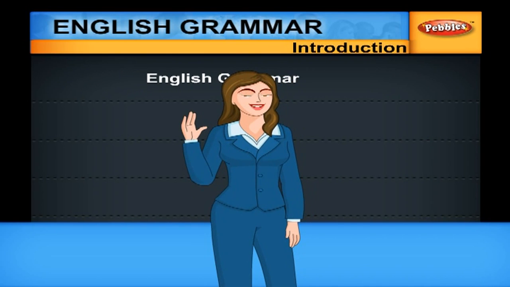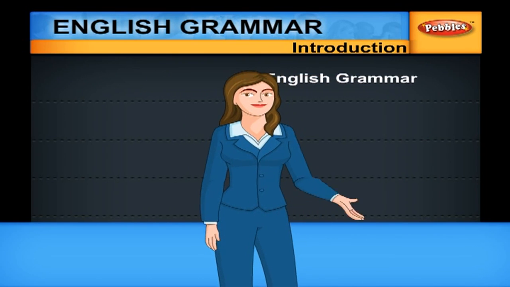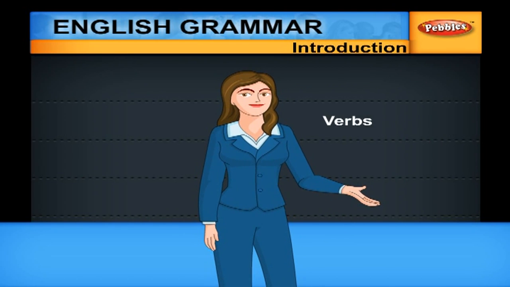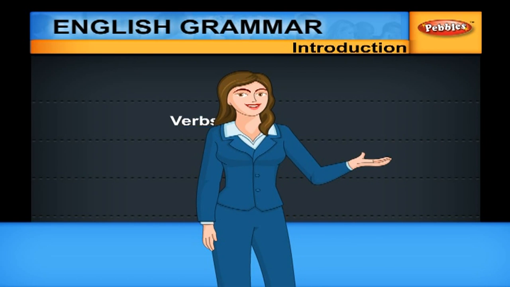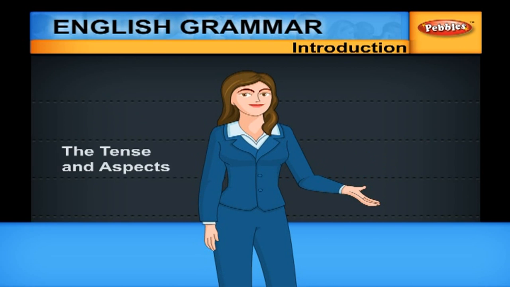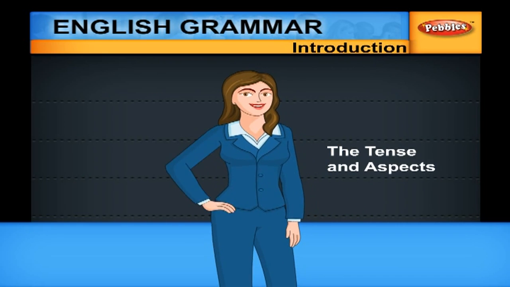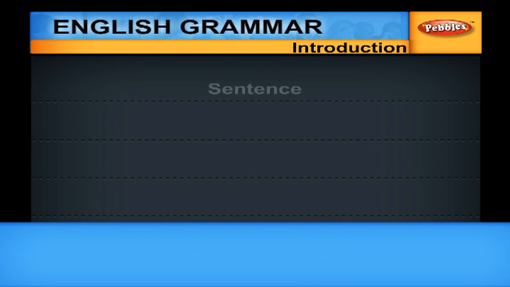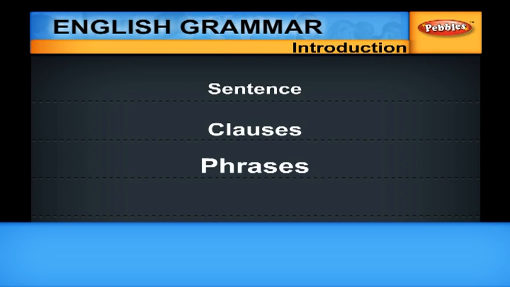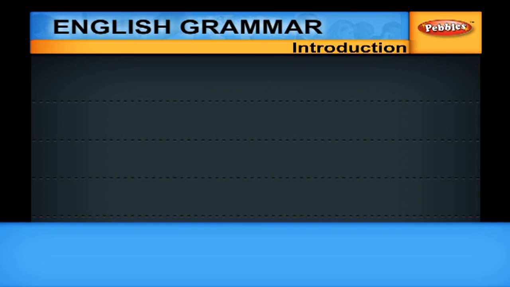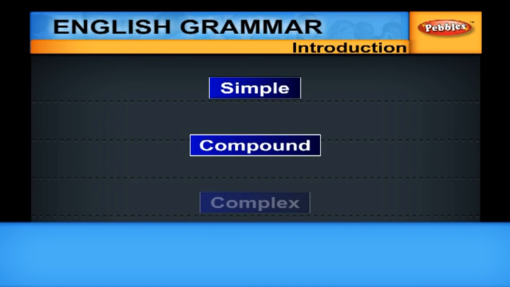Now you can understand that a language is structured at different levels. At the highest level, you have the sentence. At the lowest level, you have the word. And in between, you have the clause and the phrase. A sentence is made up of clauses. A clause is made up of phrases, and a phrase is made up of words. A sentence can be simple, compound, or complex.